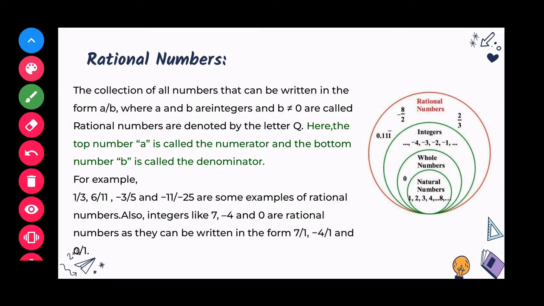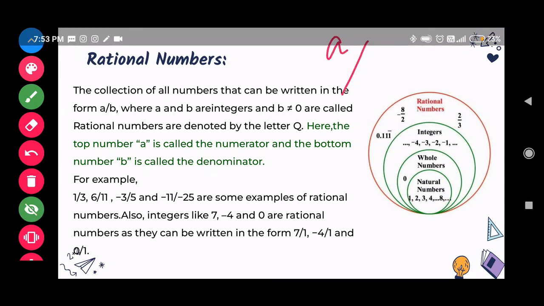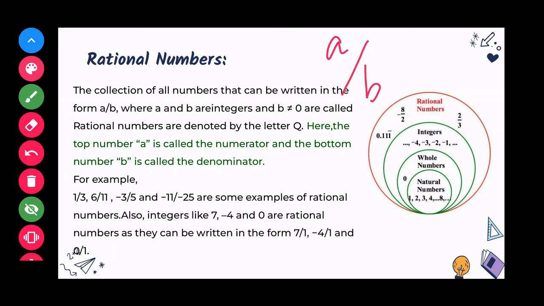Let's get into the topic of rational numbers. Rational numbers are something which we are learning new. So what are rational numbers? Rational numbers are numbers which are in the form of a by b, where a and b are integers. We all know what integers are. Integers are numbers which contain positive numbers and negative numbers along with 0, and b is not equal to 0.